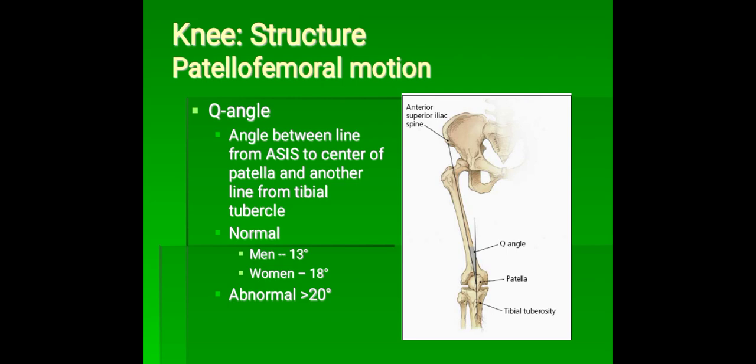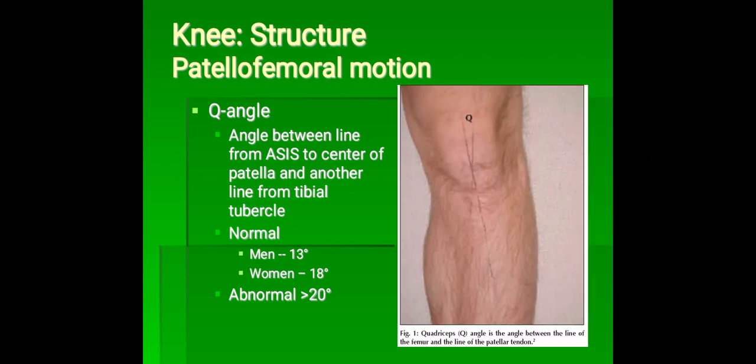A high Q angle reflects a large unbalanced force vector tending to pull the patella laterally. If forceful contraction occurs, the quads can cause the patella to subluxate laterally, which predisposes to patellar subluxation. It shows the Q angle.